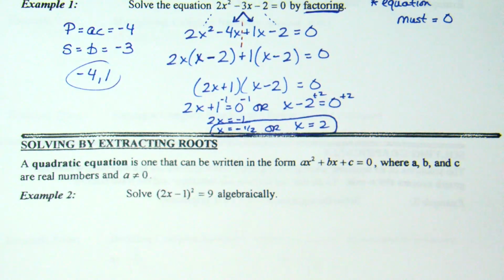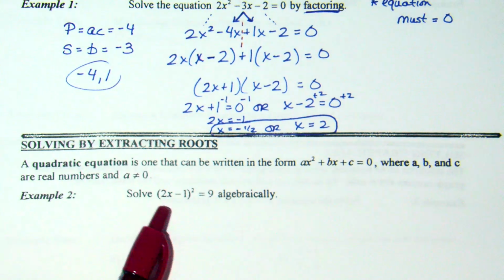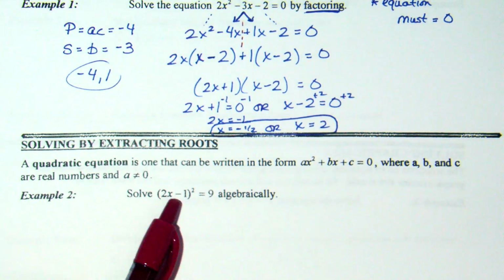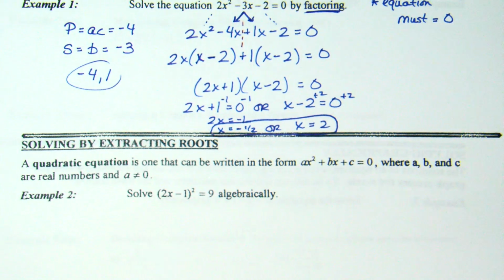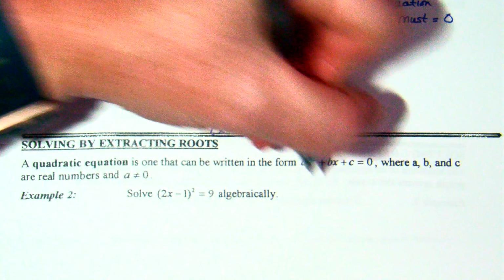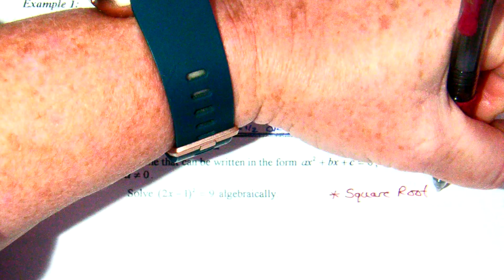So a quadratic equation is one that can be written in the form ax squared plus bx plus c equals 0, where a, b, and c are real numbers, and a does not equal 0. What you notice about this one, on the left, it's a parenthesis squared. So that is a perfect square because it is 2x minus 1, whatever that is, squared. When you have two factors of the same here, we can use our technique of square rooting both sides. This is one time where your equation does not need to equal 0.